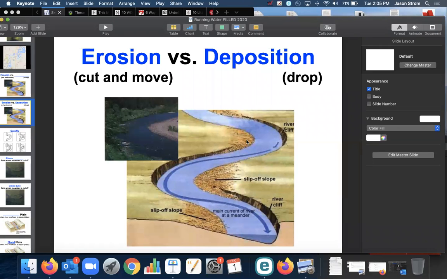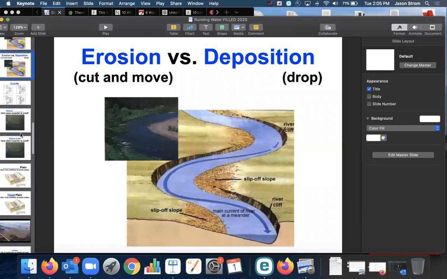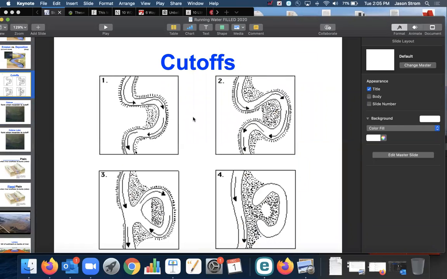So anytime there's a curve, that curve becomes more exaggerated because it's constantly wearing away at the outside of the curve. So the river is going to start moving, and those curves are going to get more exaggerated. Eventually they'll form these cutoffs. Because it keeps wearing away at the outside, eventually, where this is land, it's going to cut that off. It's just going to cut across it and join up with that other portion.